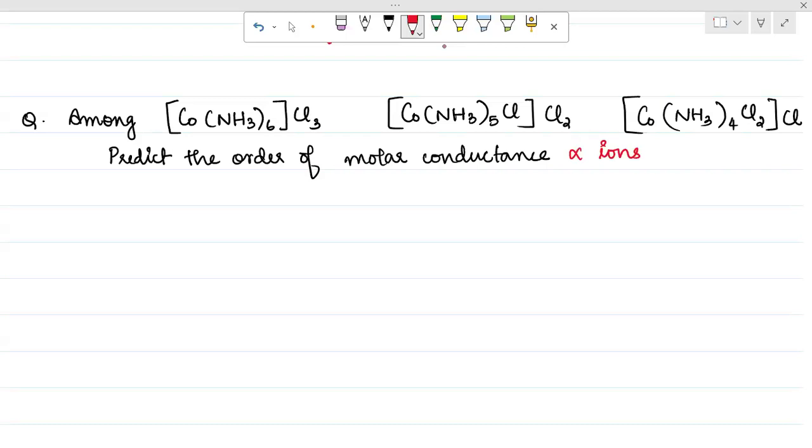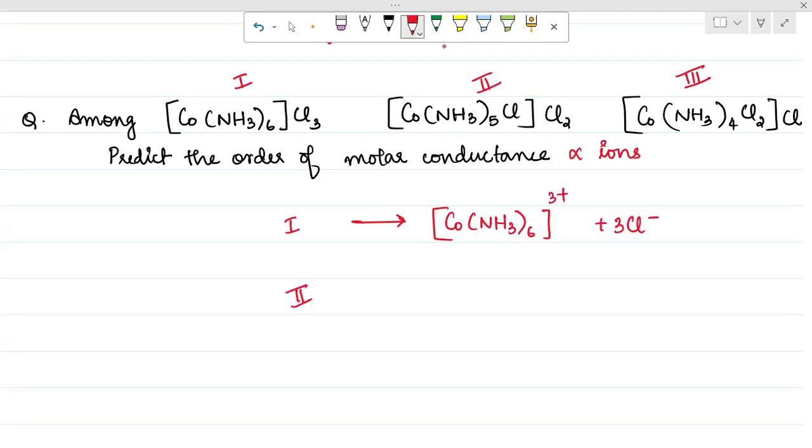Correct? So if I have to take the first complex, let me label it as 1, 2, and 3. When we put 1, 2, and 3 in water, what happens? 1 dissociates as [Co(NH3)6] 3+, this is the coordination sphere, and 3Cl-. What happens to the second one? [Co(NH3)5Cl] 2+ and 2Cl-, correct? Why? Because it has only two counter ions that will be traveling as ions when you make it aqueous.